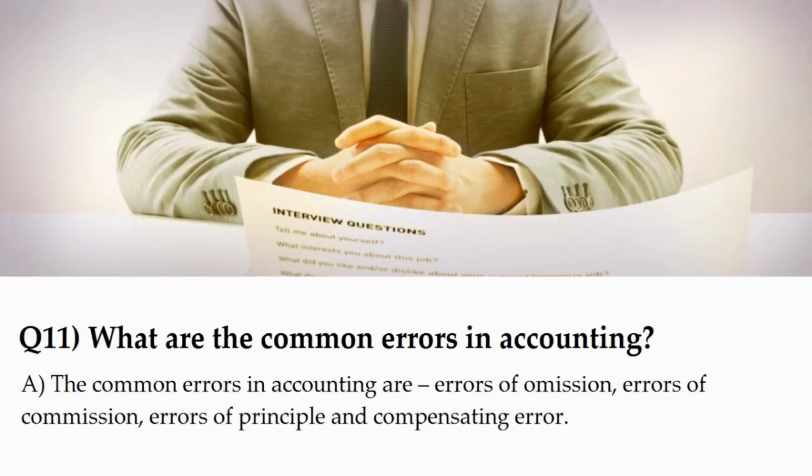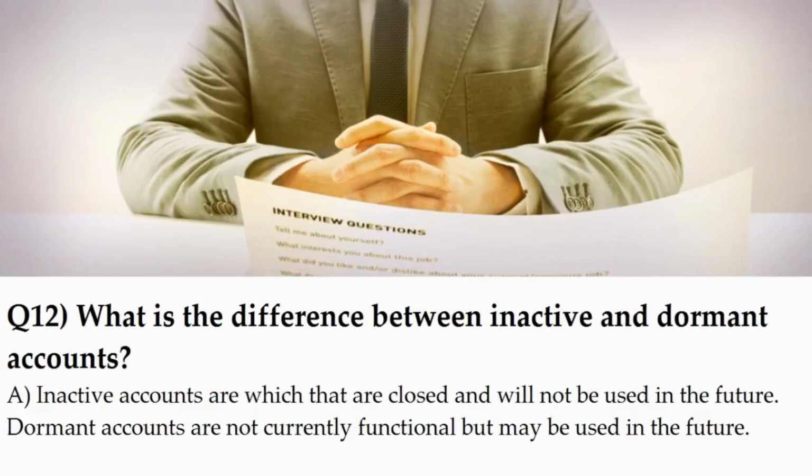11th question is, what are the common errors in accounting? The answer is, the common errors in accounting are error of omission, error of commission, errors of principle and compensating error. 12th question is, what is the difference between inactive and dormant accounts?